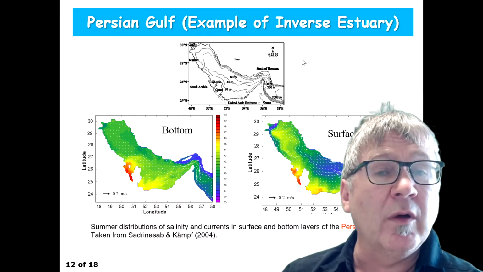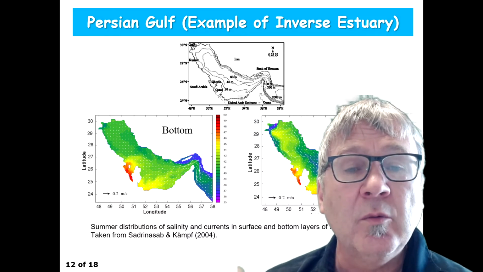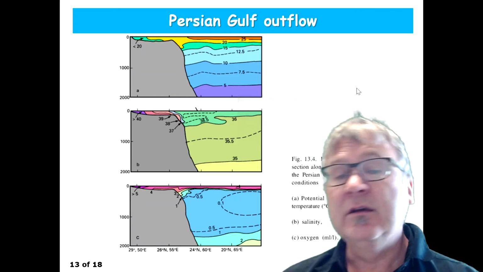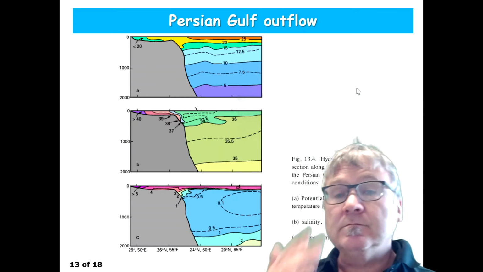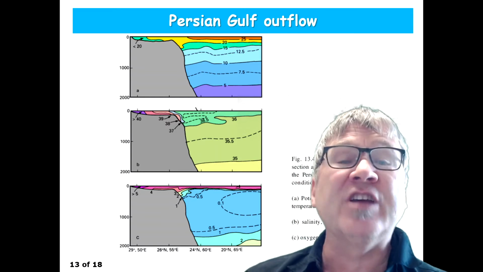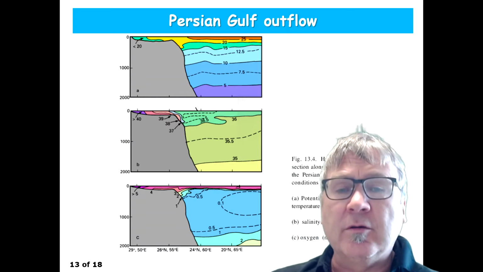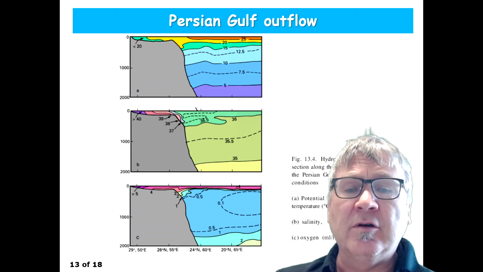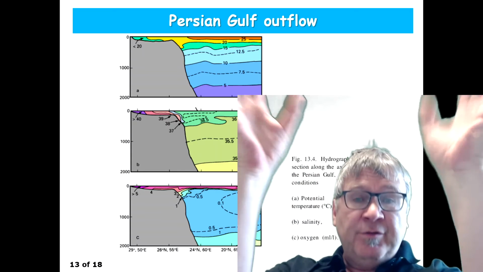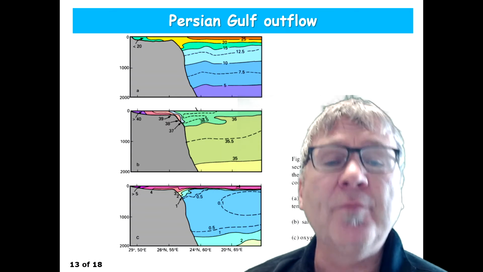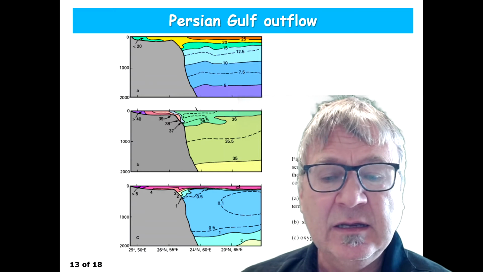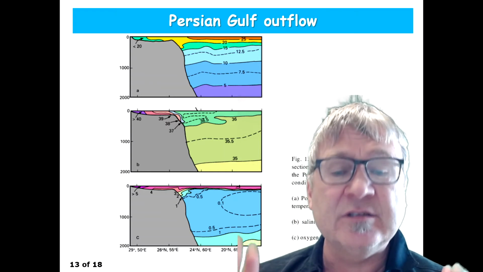Let's have a look at how the exchange looks now with the ambient ocean. I think it's shown here on the next slide. The Persian Gulf outflow. Again, you find this figure in the Tomczyk Godfrey textbook that you can download. Three panels. The top panel is temperature. The middle panel is salinity. The lowest panel is dissolved oxygen.